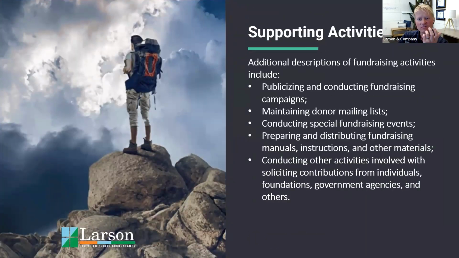Okay, just some additional descriptions of fundraising activities for you. There's publicizing and conducting fundraising campaigns, maintaining donor mailing lists, conducting special fundraising events, preparing and distributing fundraising manuals, instructions, and other materials, conducting other activities involved with soliciting contributions from individuals, foundations, government agencies, etc. So just some things to keep in mind there.